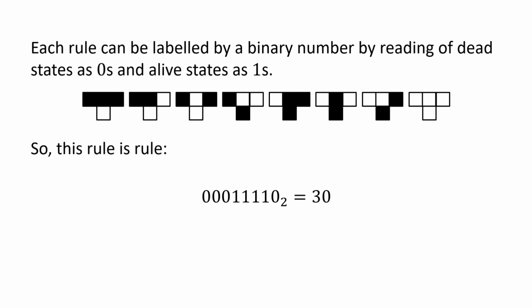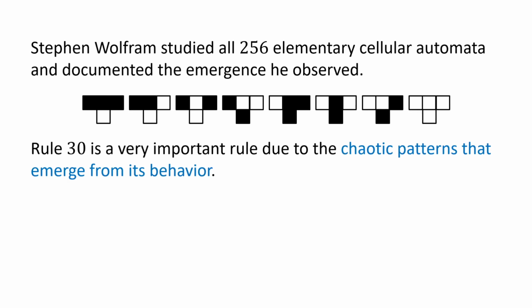Is there anything interesting? Of course, I wouldn't be telling you about this if there wasn't something interesting, so indeed he did find something interesting. And it is on this rule. This rule is rule 30, as I mentioned, and it is a very important rule because some chaotic patterns of behavior emerge from it. Some of the other rules do too, but this one is particularly important. I'll talk a little bit more about that when we investigate this rule in more detail.